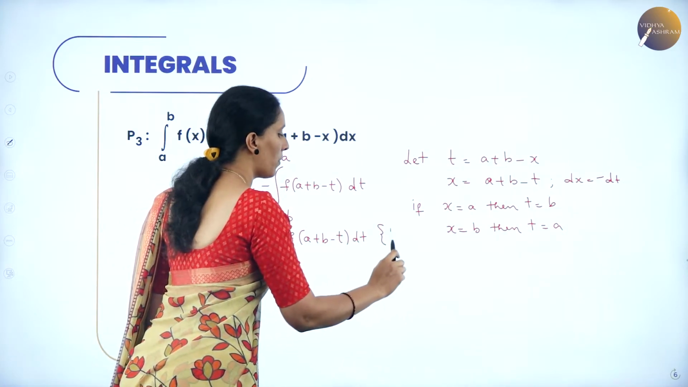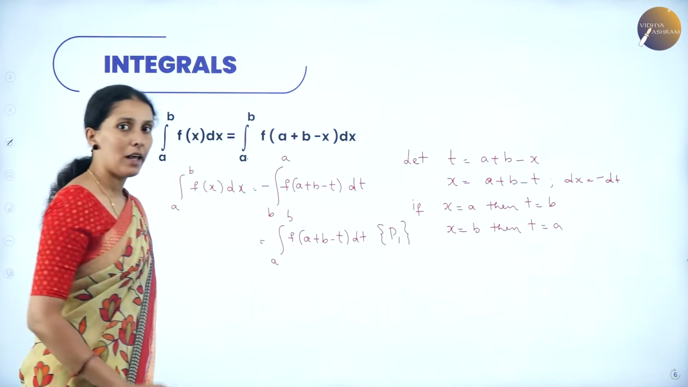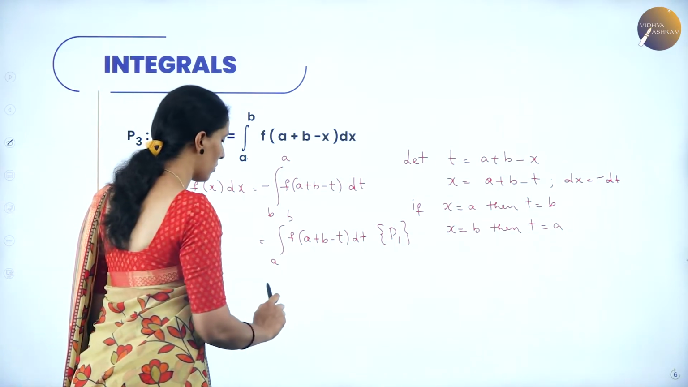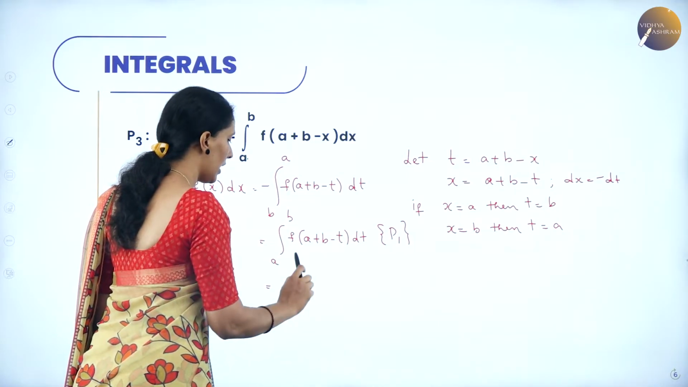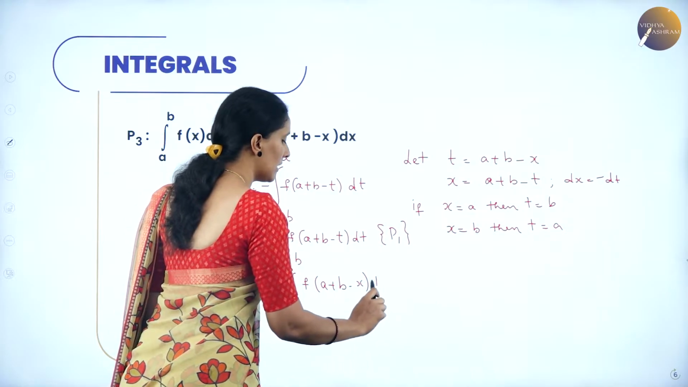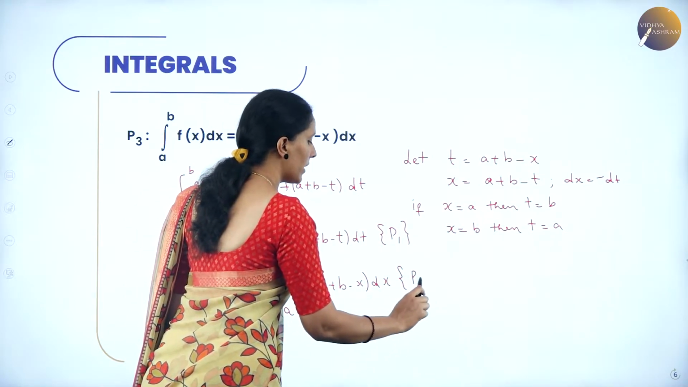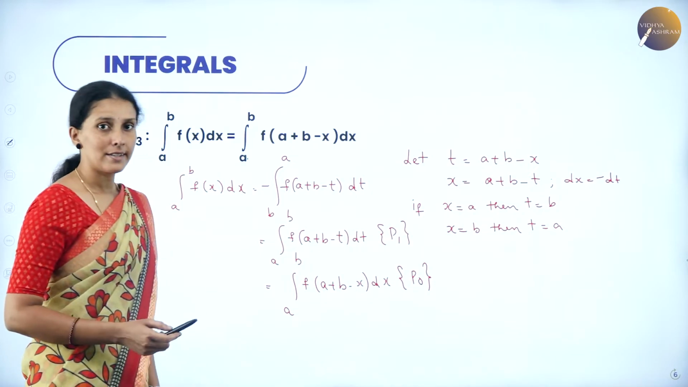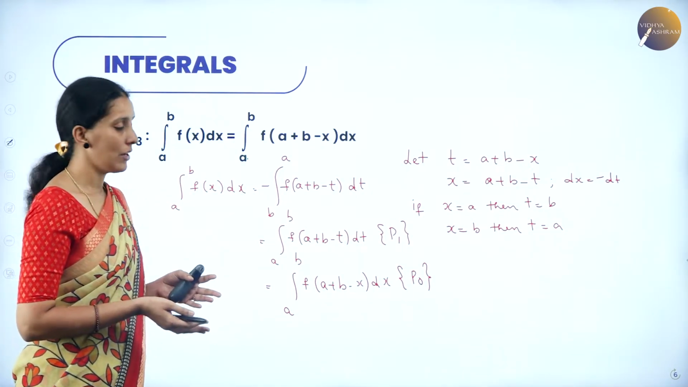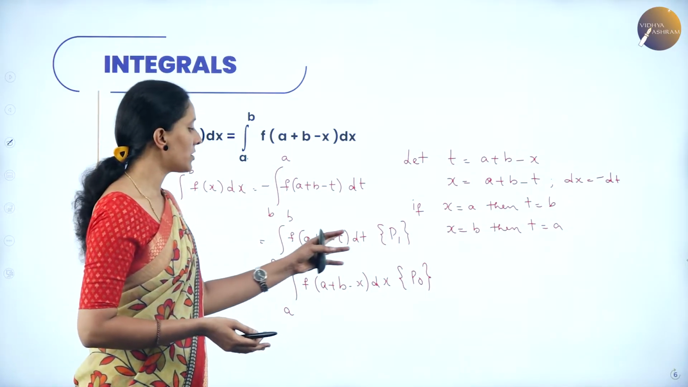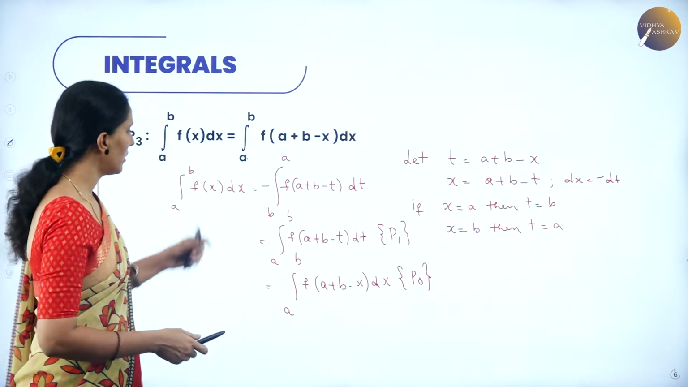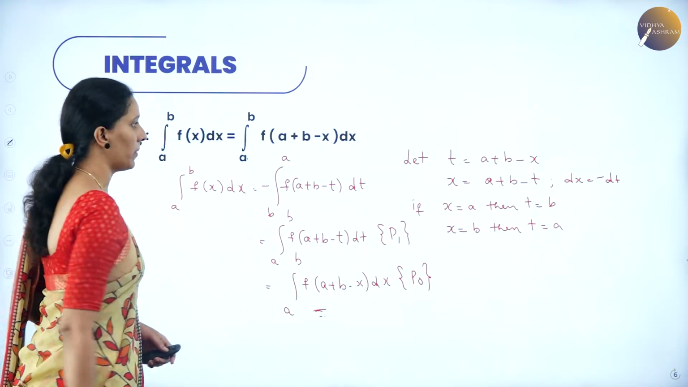So this is using property 1. Similarly, you can change the variable of the integration using property 0. So therefore, here I can write the integral from a to b of f of a plus b minus x dx. This is from property 0. What does it say? If you change the variable of the integration, it doesn't alter any value. So it is one and the same. Here it was with respect to t, and now I'm just changing it with respect to x. So this is the proof for this property.